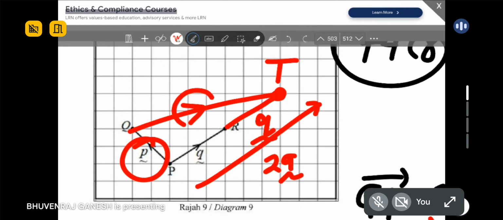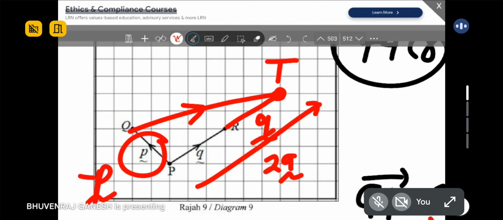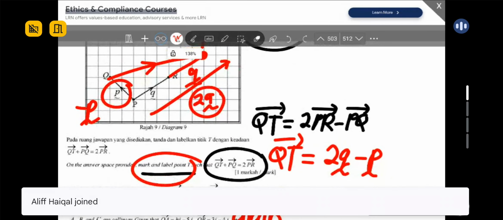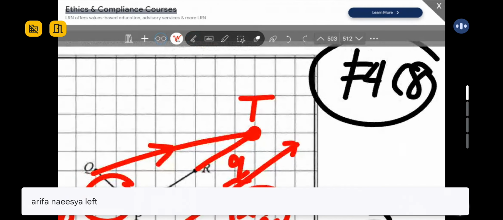Sebab sekarang kamu nak cari QT. So QT is equal to QP plus PT. So QP, you will have negative P because PQ is P. So QP, opposite direction, arah bertentangan, you must add negative. Okay, and then plus 2Q. Can you see, guys? Sama kan? Negative P plus 2Q. So that's why your point T is over here.